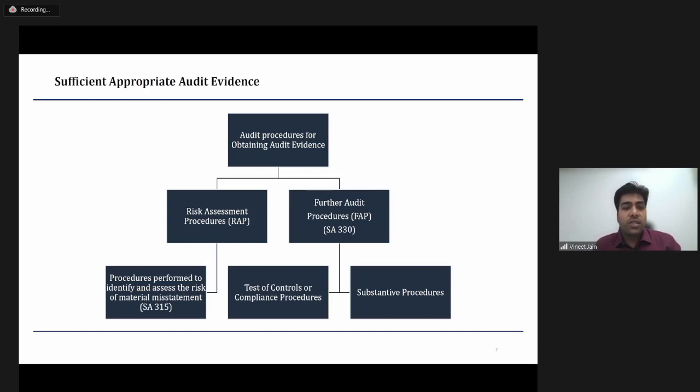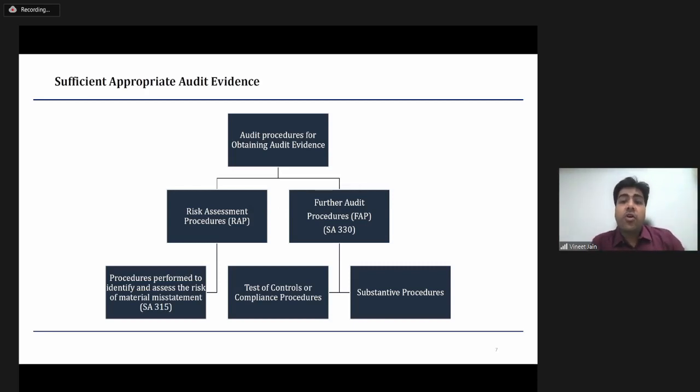Risk assessment procedures are those procedures which are basically required to identify and assess the risk of material misstatement. This is involved at the planning stage of the audit, wherein we need to understand the entity and its environment and try to identify and assess the risk of material misstatement. So there are various procedures behind it which are required to be performed, that are discussed in SA 315.